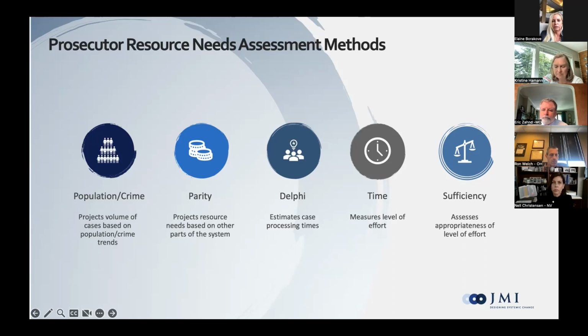It really is based on the level of effort associated with cases, not just the volume of cases. And then adding to that, something that we've done in the past decade or so is not just measuring the status quo, which is the criticism of a time study, but also looking at whether or not that time is sufficient. Should you be spending that much time, or do you need more time to actually achieve justice in cases, or do you need someone else to be doing other types of activities so that you can spend more time on cases? So that sufficiency component is really where we get into the quality of justice based on the workload of the office.